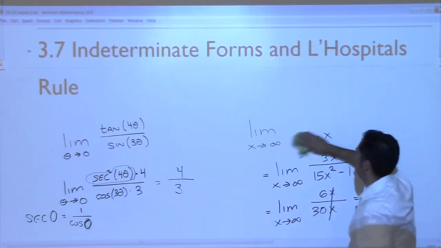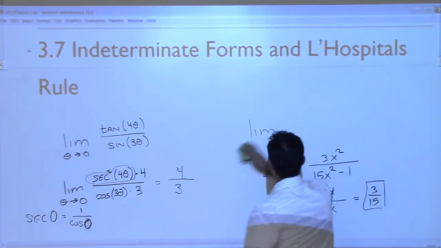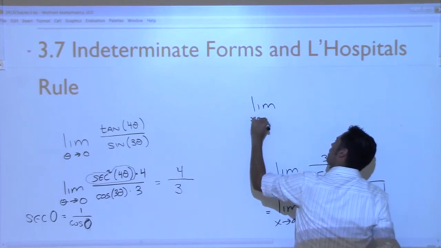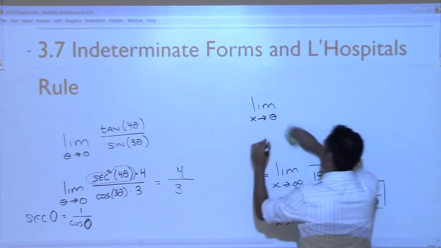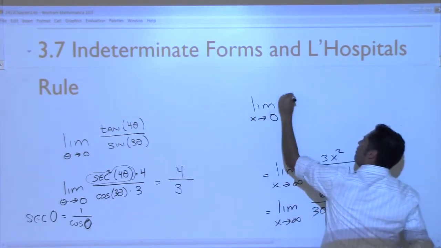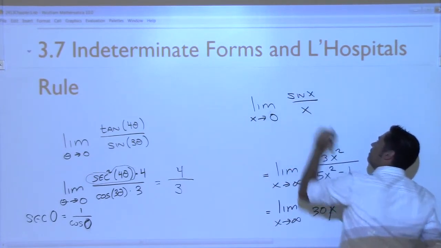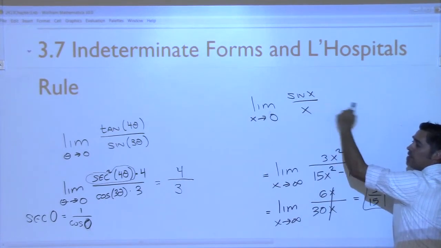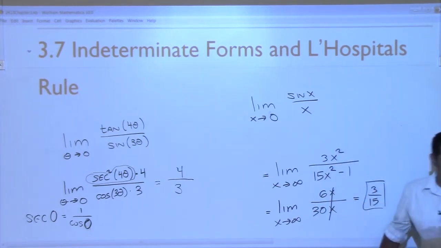We can do this one too. Remember the one I asked you to memorize in the very beginning of class? I said memorize this, but don't ask me why. That this would be what? This limit is what? 1, right? I said memorize it, memorize it.